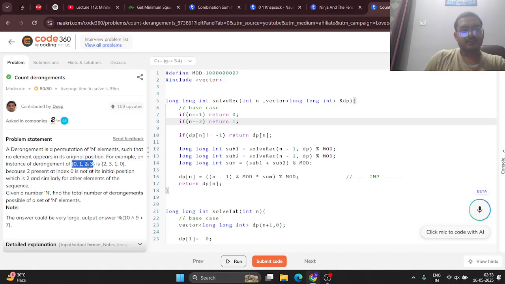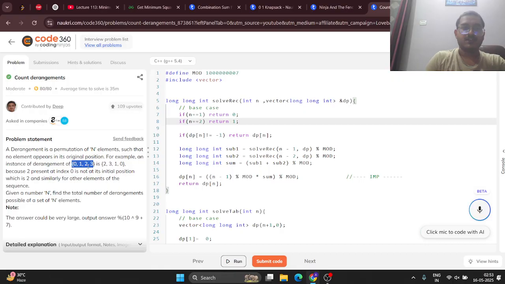So it is like, let's say we're defining solve, and solve of n minus 2, because we have placed 0 and 2 correctly. We have just swapped them. So this aligns with the derangement part. And this is one condition.